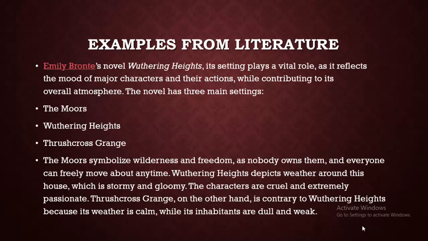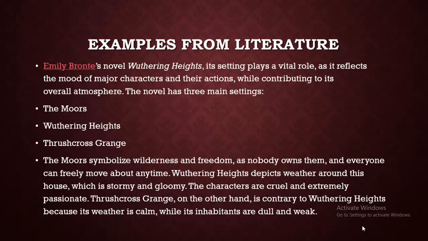And if we have a look at an integral setting from literature, we have a rather elaborate and detailed example here. The example is related to Emily Bronte's novel Wuthering Heights, and it says that its setting plays a vital role, a very important role in the novel, because it reflects the mood of major characters and their actions, the feelings of major characters, the psychological makeup of the main characters and their actions, and it also contributes to the overall atmosphere or overall feeling of the novel as well.